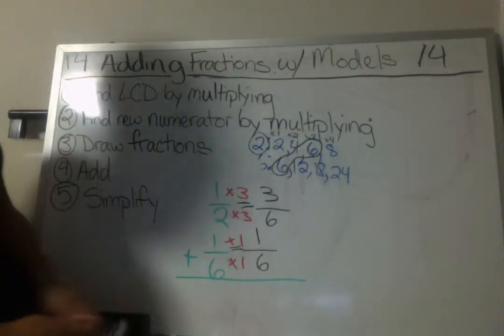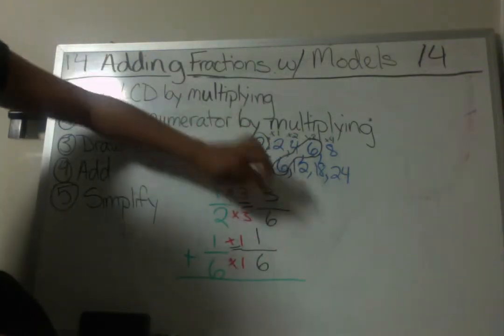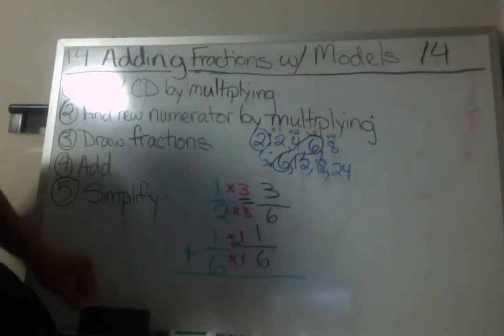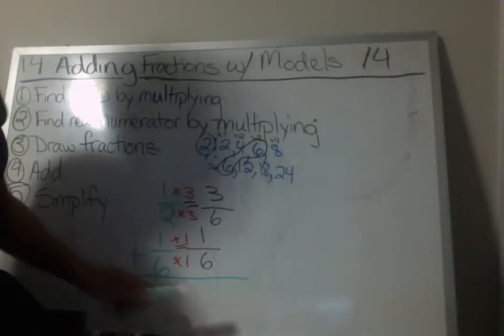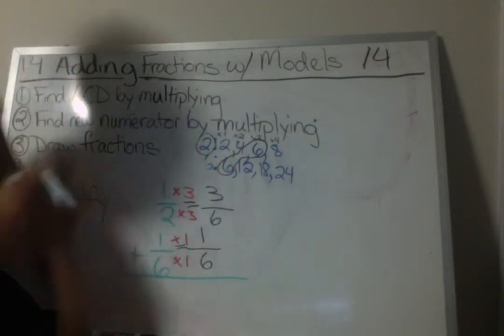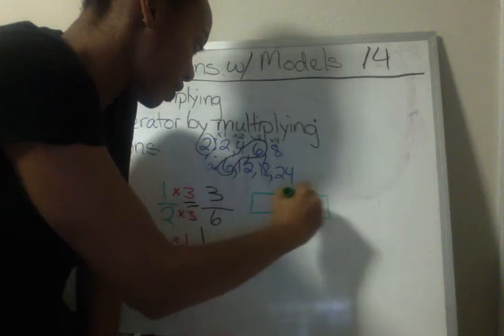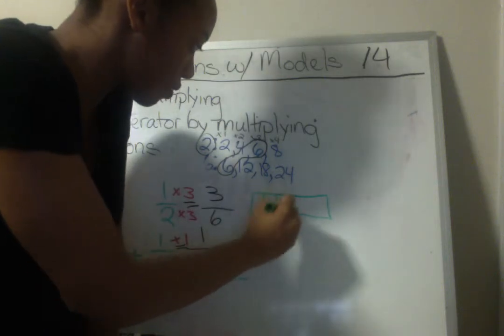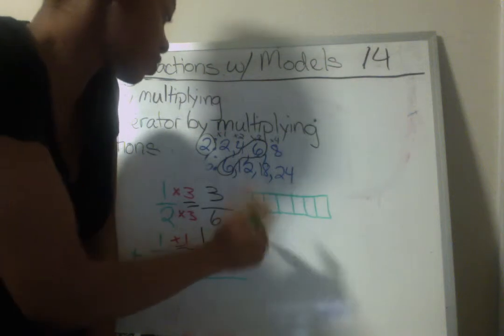Step 3 is to draw your fraction. So now you're going to no longer look at your old fractions, you're looking at your new ones. So for us, it's the ones in black. I'm drawing 3 over 6. 1, 2, 3, 4, 5 lines. 1, 2, 3, 4, 5, 6 pieces.